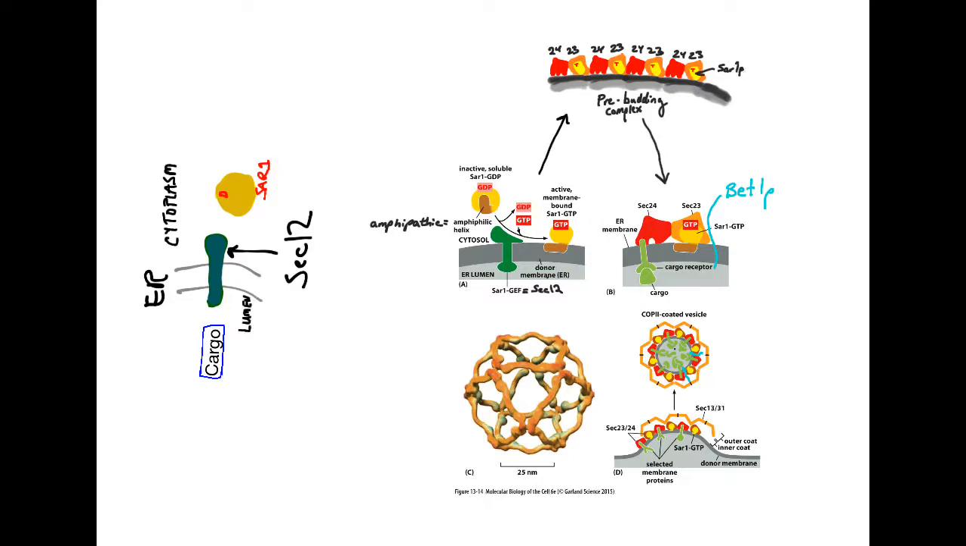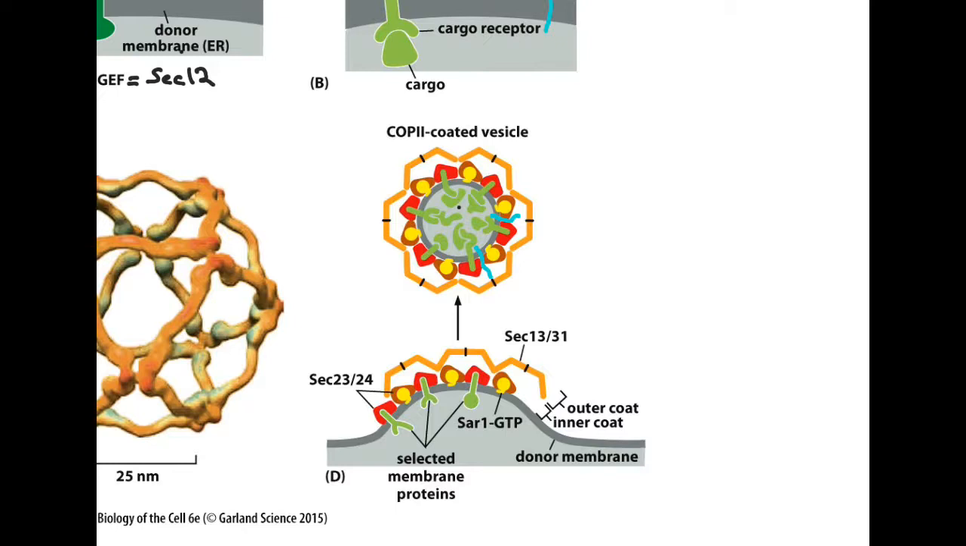It is itself part of the COP2 coat, but it recruits the rest of it. So before doing that, let's just talk about what that is, sort of skip to the end and go backwards. The COP2 coat is SAR1 along with Sec23 and Sec24, two proteins that interact with each other first, along with SAR1P, and then Sec13 and 31, two additional proteins that form the structure that is recognized as the coat, the outer layer of the COP2 coat.